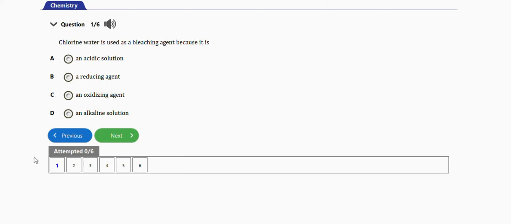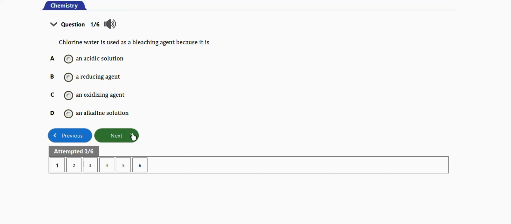The first question says, chlorine water is used as a bleaching agent because it is: option A, an acidic solution; option B, a reducing agent; option C, an oxidizing agent; option D, an alkaline solution. So the right option is option C, an oxidizing agent. That's why chlorine water is used as a bleaching agent. So that's it for this question.